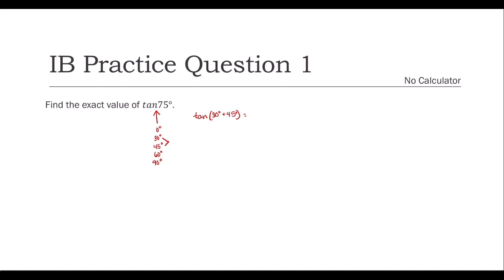So our compound angle identity for tangent says that the tangent of a plus b equals our tangent of a plus the tangent of b over 1 minus tangent of a times tangent of b. So this would be the tangent of 30 plus the tangent of 45 over 1 minus the tangent of 30 times the tangent of 45. So we need to figure out our tangent of 30 degrees and our tangent of 45 degrees.